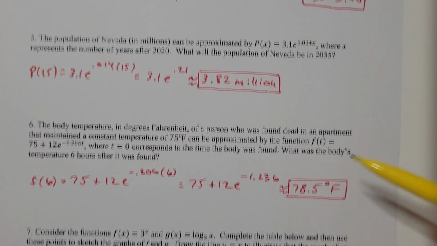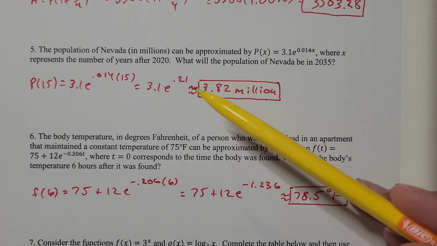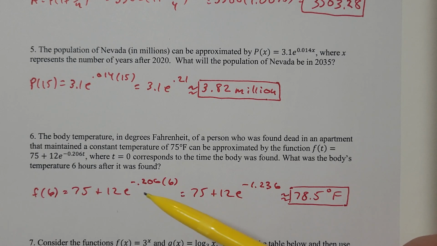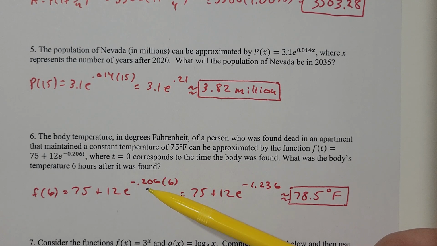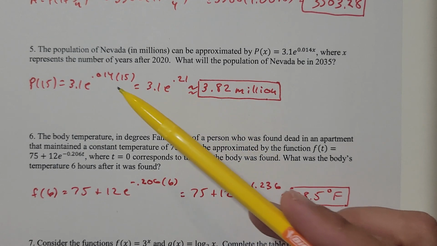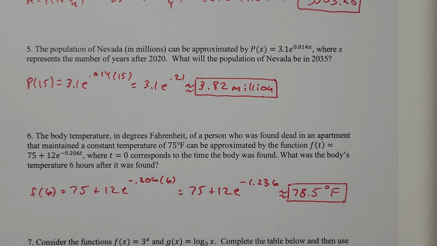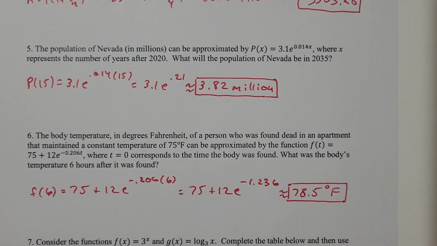Now, here's an example of exponential growth. So the population of the state is getting bigger over time. And here's an example of exponential decay. So as time goes on, the temperature of the person is going to drop, which is indicated by the negative exponent. So if the exponent is ever negative, that means that you have exponential decay. And if the exponent is positive, like it was up here, then you've got exponential growth. We're going to talk a lot about exponential growth and decay models at the end of this chapter.